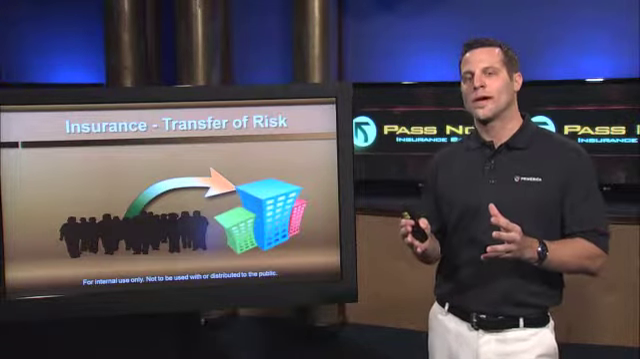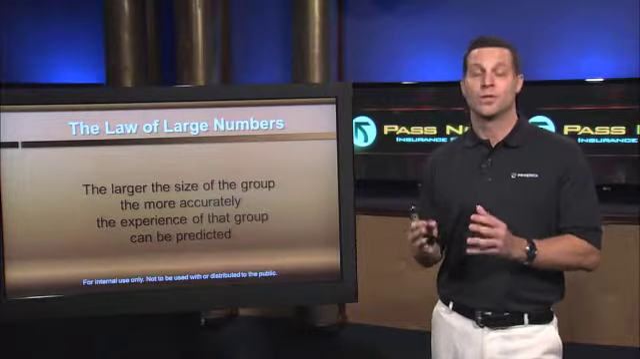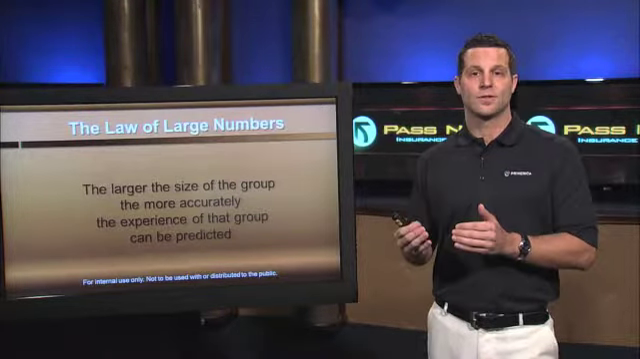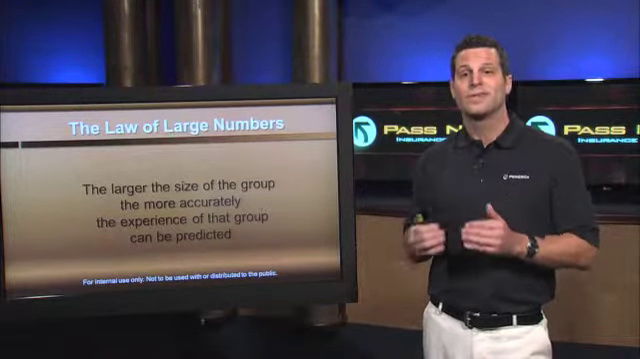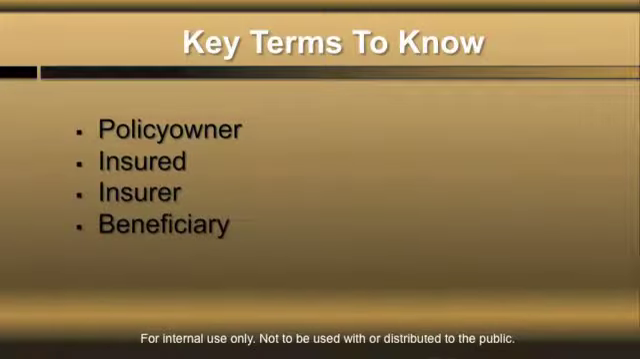And this works by a concept called the law of large numbers. Now, what the law of large numbers shows is that the predicted losses of a group will be increasingly more accurate the more people there are insured.